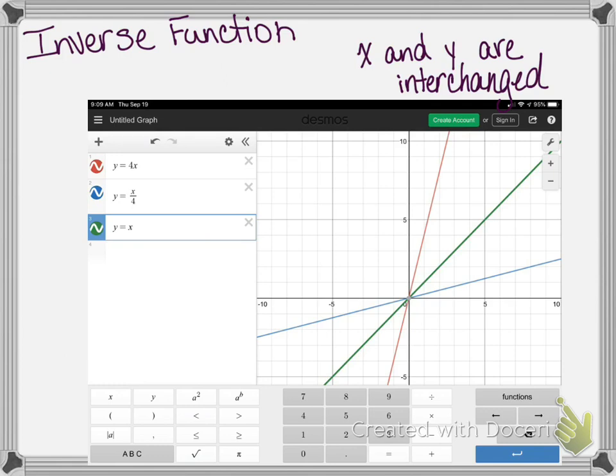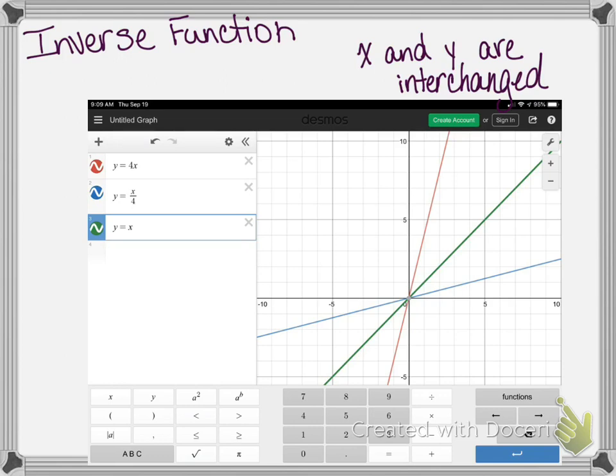Inverse functions. What we have when we're talking about inverse functions is how you undo a function to make it the inverse. So here I've got y equals 4x. The inverse of that is y equals x over 4.